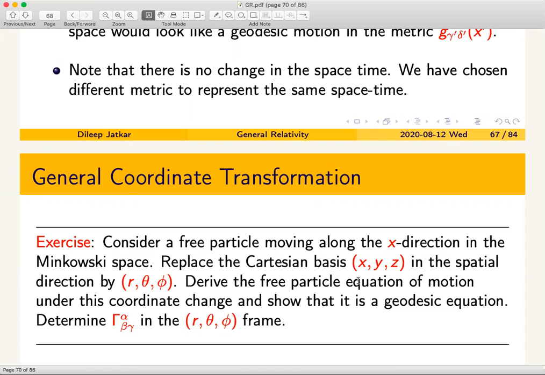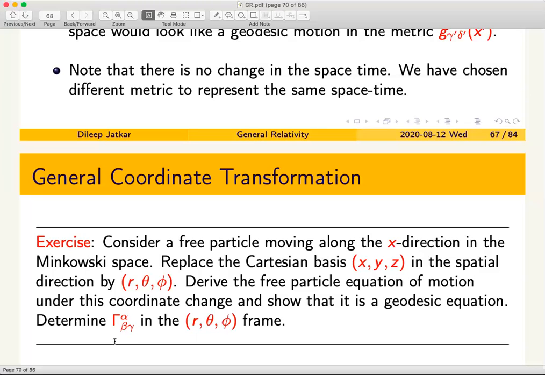X is equal to r sin theta cos phi, y is equal to r sin theta sin phi, and z is equal to r cos theta. So use those transformations, and using that, you can check how the free particle equation would look in the r theta phi coordinate system. And in fact, you can derive gamma alpha beta in the r theta phi coordinate system.